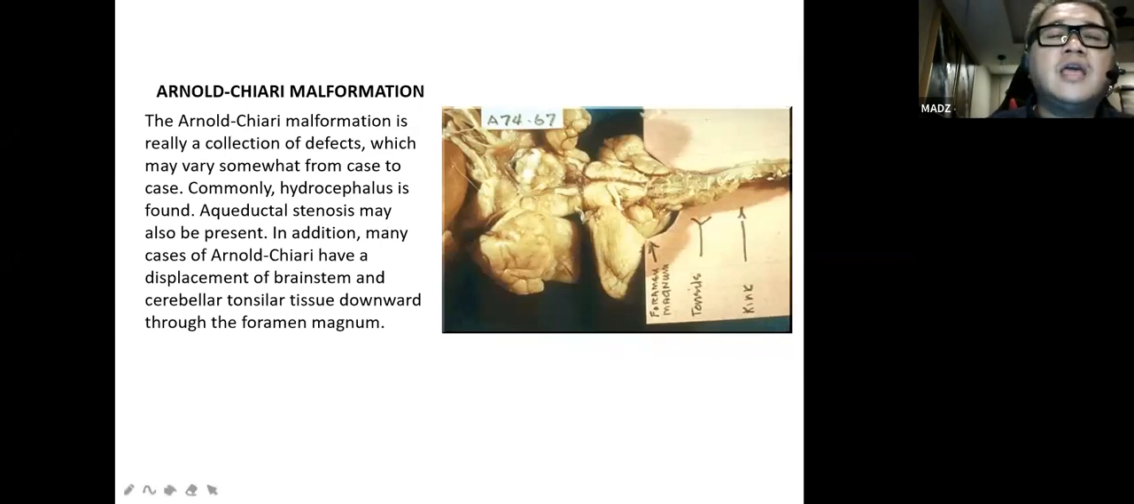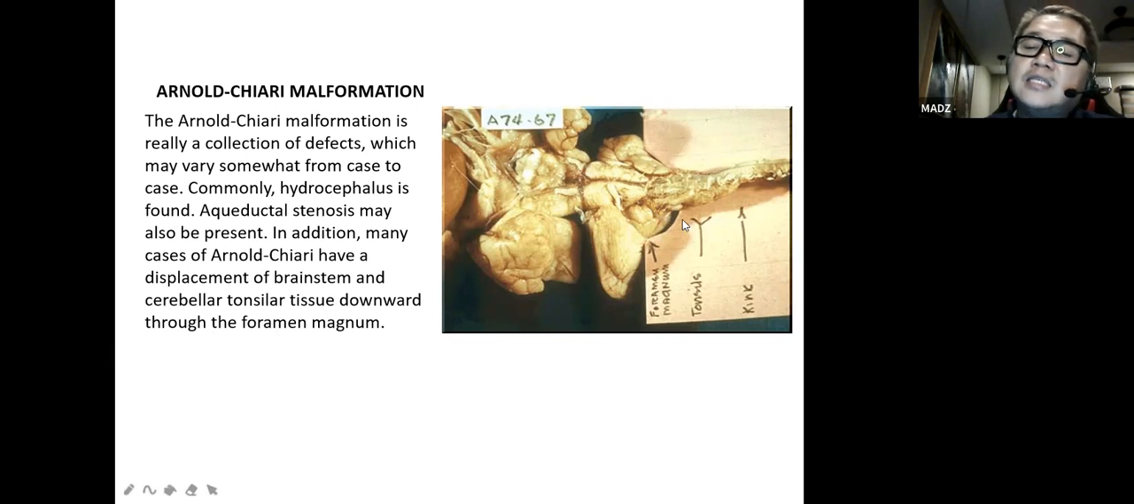Next is Arnold-Chiari malformation. Arnold-Chiari malformation is really a collection of defects which may vary somewhat from case to case. So usually there is Chiari malformation 1, 2, 3. Commonly hydrocephalus is found in patients with Arnold-Chiari. Likewise, aqueductal stenosis will also be present. In addition, many cases of Arnold-Chiari have a displacement of the brainstem, and the cerebellar tonsil tissue is pushed downward through the foramen magnum.